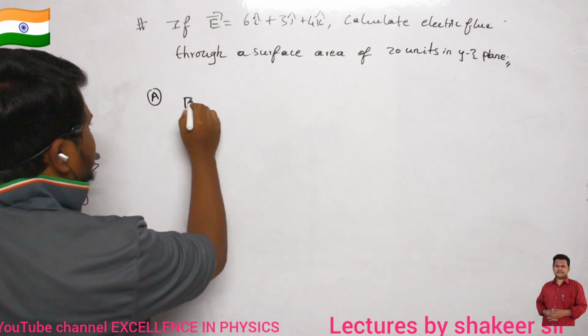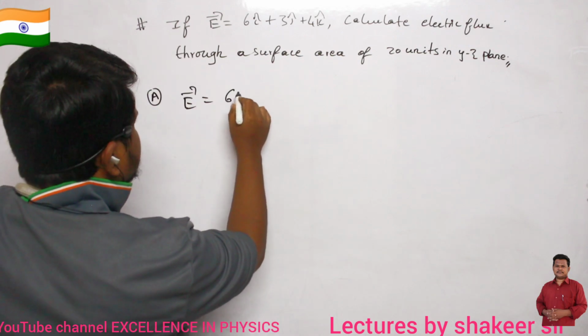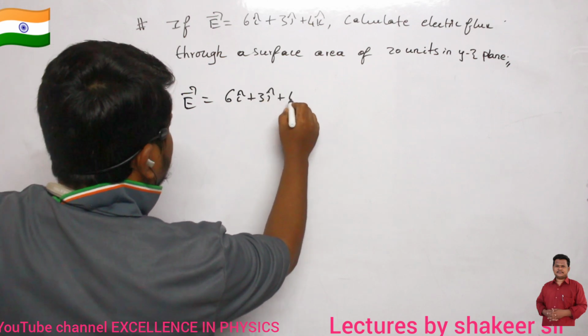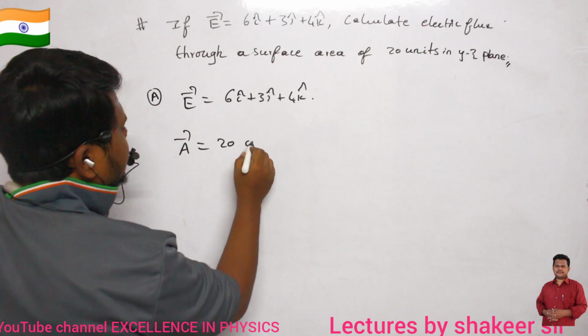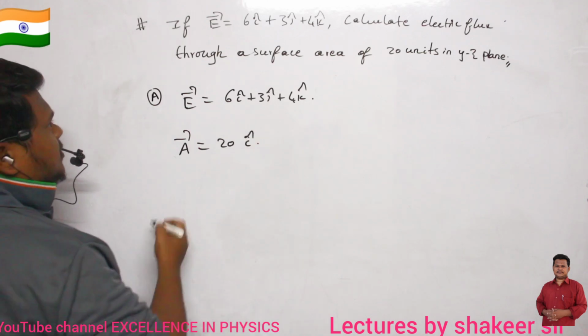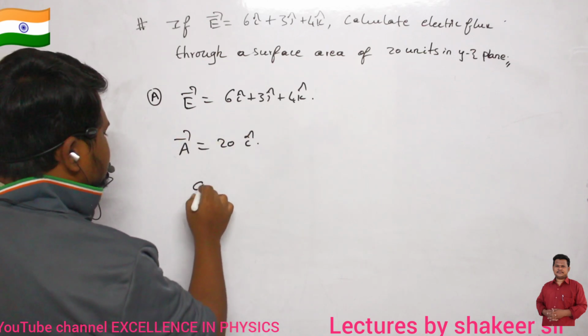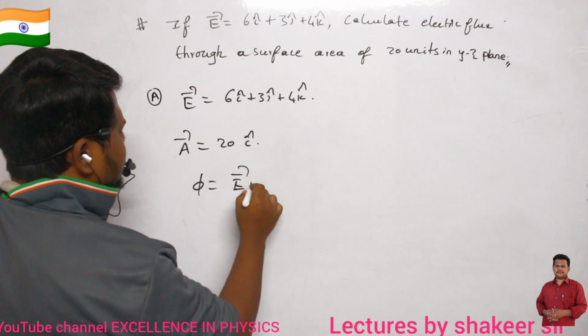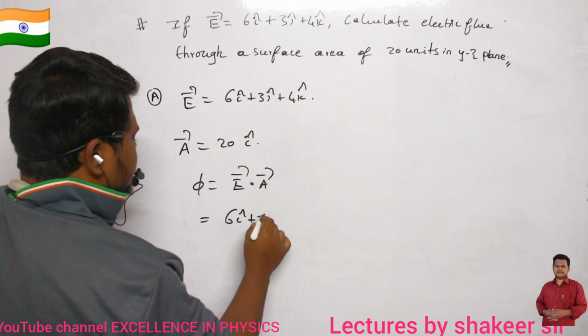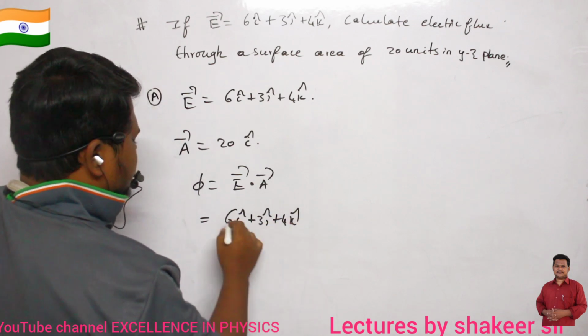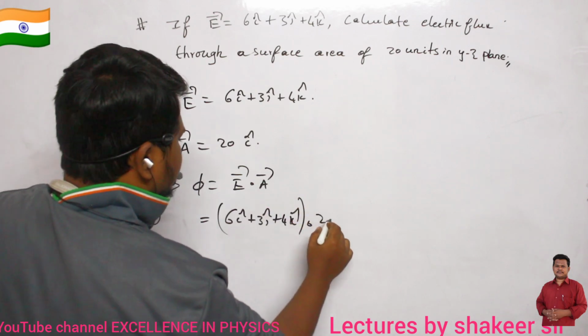So therefore, the electric field can be written as 6 i cap plus 3 j cap plus 4 k cap, and the area vector can be written as 20 i cap. This is how I can write. Clear now? Then what he is asking is flux. Flux is E dot A. So therefore, (6 i cap plus 3 j cap plus 4 k cap) dot product of 20 i cap.